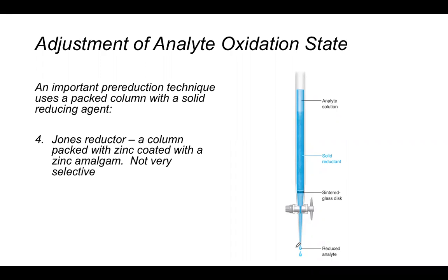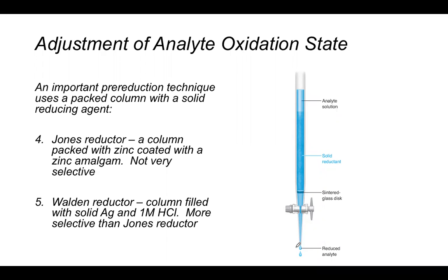So a Jones reductor is a column packed with zinc, coated with zinc amalgam. It's not very selective. It basically just reduces everything. A more selective version of that is called the Walden reductor, which is a similar column. So both of them look like this, but it's filled with solid silver and a 1 molar hydrochloric acid solution. And this is more selective than a Jones reductor is.